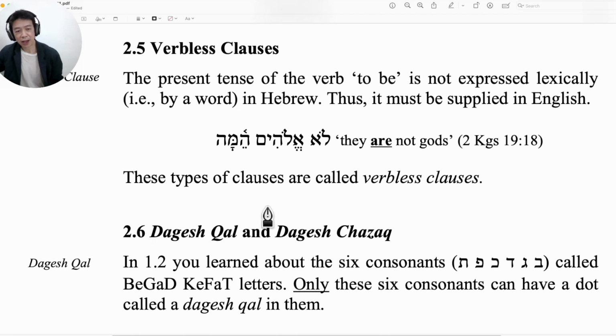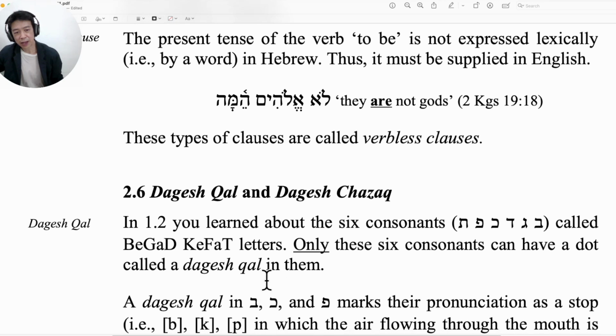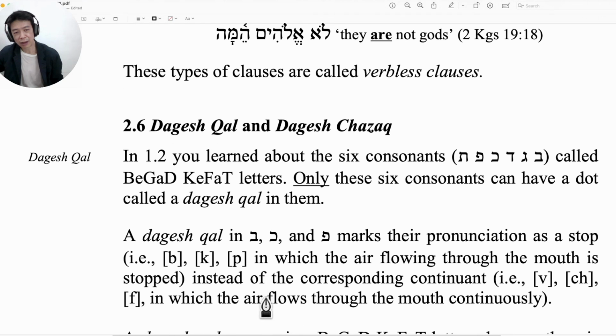Next, let's take a look at dagesh. There are two kinds of dagesh. One is called a dagesh kal. Another one is called a dagesh hazak. Earlier in the previous video, you have learned about the six consonants called the begadkefat letters. Only these six consonants can have a dot called a dagesh kal in them.